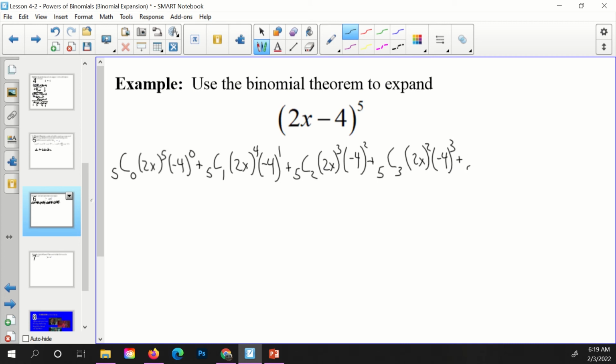We'll have 5c4, 2x to the 1st, negative 4 to the 4th, and then finally 5c5, 2x to the 0, and then negative 4 to the 5th. And again, I know that I'm done because I've gone from 0 up until these two numbers are the same. All right, so now how do I calculate these things? Well, we're going to use Desmos to do that.